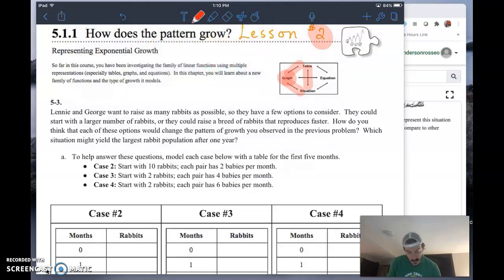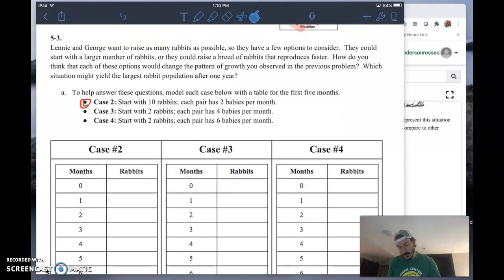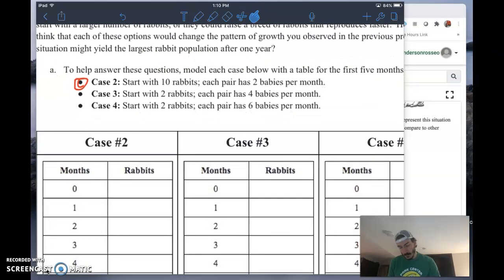And we're going to start by focusing in on case 2. And I'm going to do a couple things here in part A that are going to set us up for success in the next part of this problem. So you might have some questions about why I'm doing what I'm doing. Trust me, I'll get you there by the time we get to problem 5-4. This is 5-3, by the way.